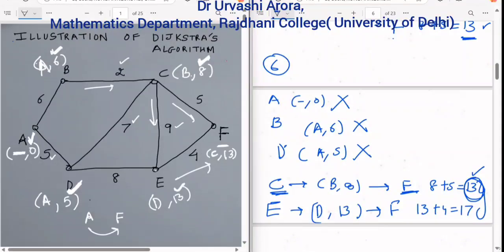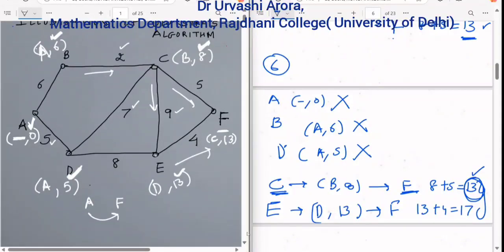So all the vertices we can see have attained a label. And now let me find out what is the shortest distance between the vertex A and the vertex F, and what is the shortest path for traveling from vertex A to vertex F. Now, if you see the label of F, the label of F is C13. So 13 is the shortest distance between A and F. And what is the shortest path? In the label of F, you have C. In the label of C, you have B. And in the label of B, you have A. So A, B, C, F, this is the shortest path.